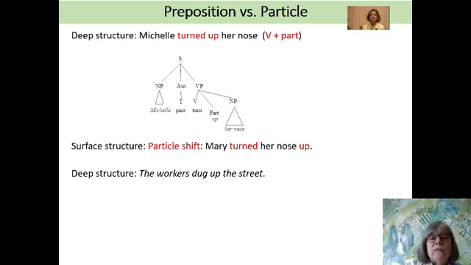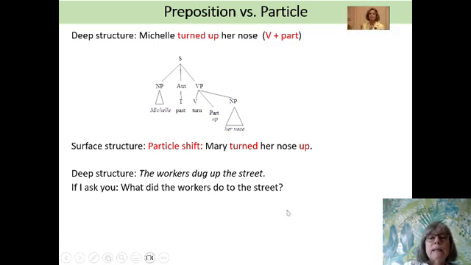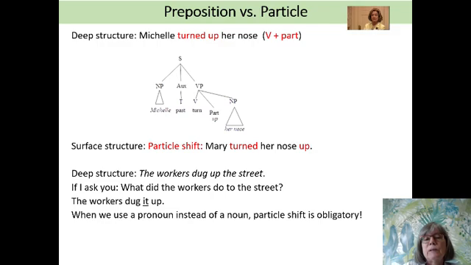Now let's look at another example. The workers dug up the street. So that's dug plus a particle. And if I ask you, what did the workers do to the street? You actually have to say the workers dug it up. So the particle shift is obligatory when we use a pronoun. We can't say the workers dug up it. Okay, we can say the workers dug up the street, but we can't say the workers dug up it. Okay, so that's a little bit on particle shift. It's obligatory when we use a pronoun instead of a noun.